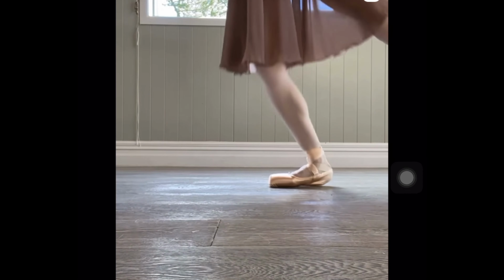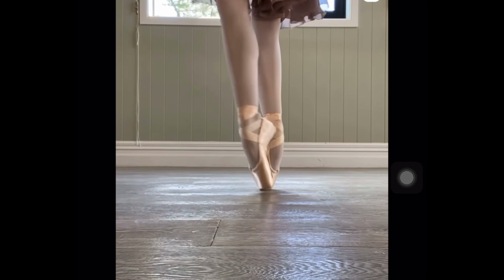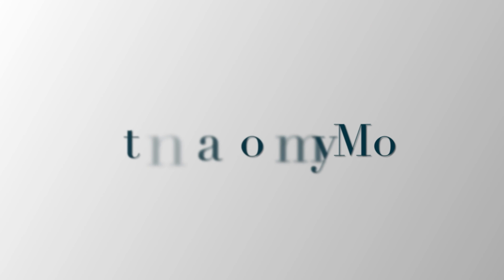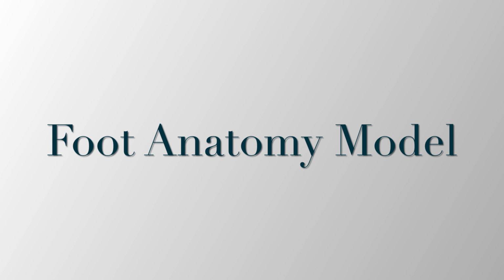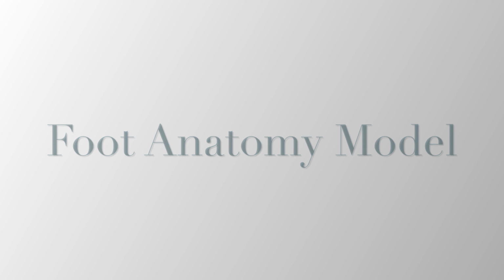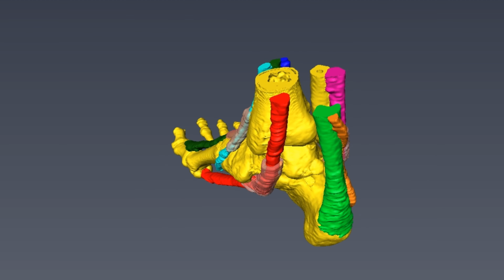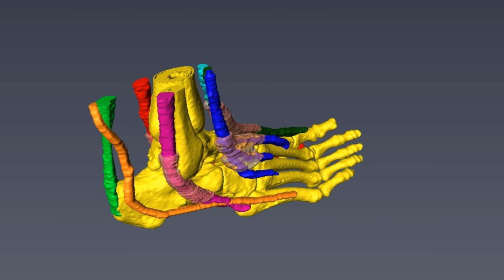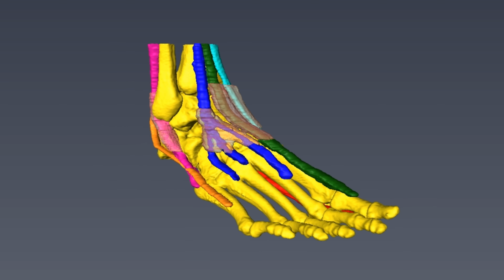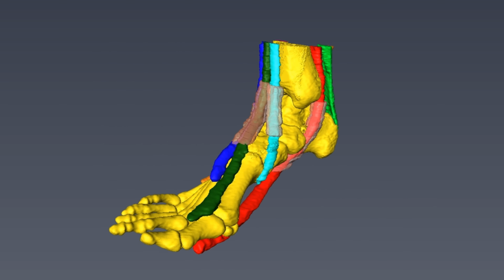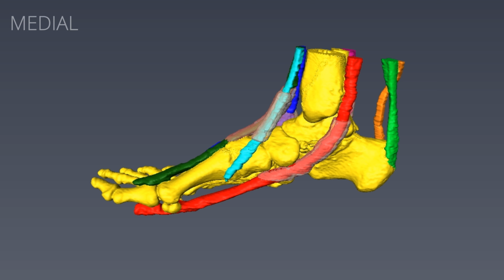The most common injuries in ballet occur in the foot and ankle. Through CT data modeling, we have created a foot model to demonstrate anatomy and injury of the bones and tendons of the lower limb and foot. This model shows select structures and is not a direct representation of all the structures present in the foot and ankle joint. Here we are facing the medial side of the foot, meaning the inner part of the foot.